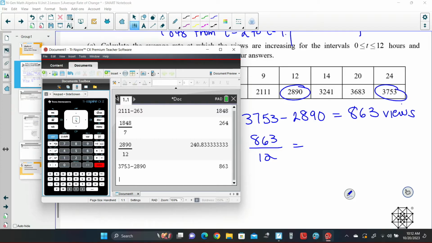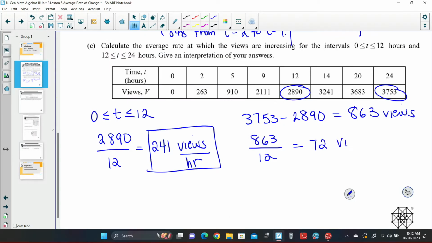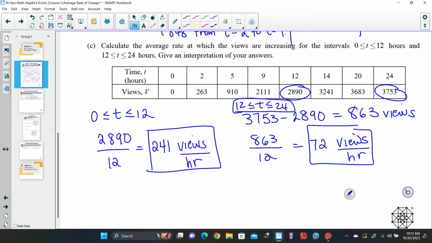So let's divide this by 12. And we get, let's say, 72 views per hour. So that's for 12 less than or equal to t less than or equal to 24. So that's for this period and this period.